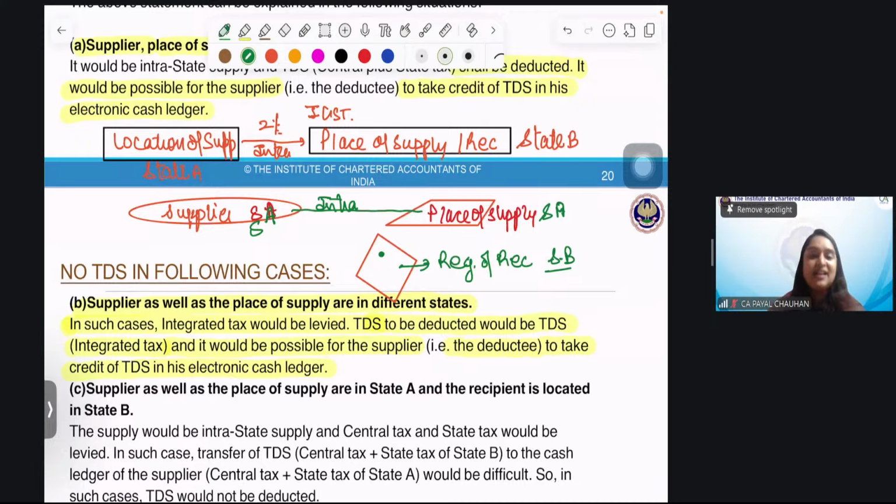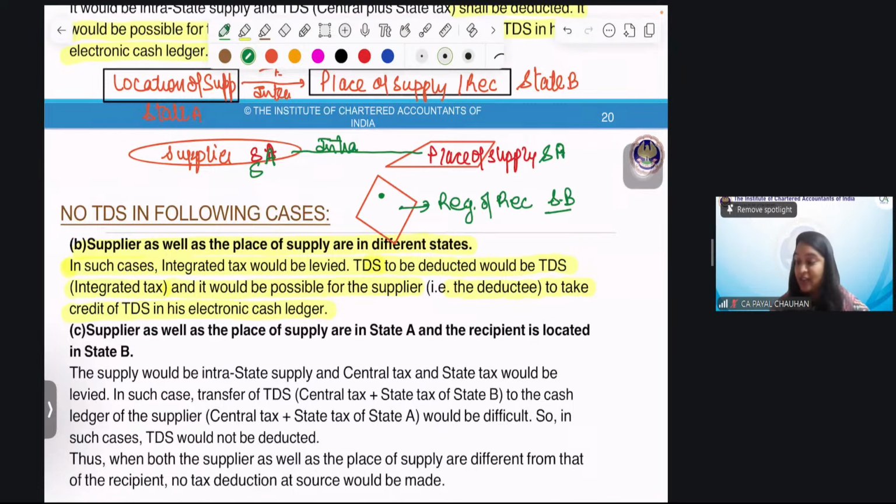Again, Navneet, I'll first read it and I'll explain it again. See, remember the diagram, the classic example diagram we have? We'll do it again, Kuldeep. First of all, we'll read it. See, the supplier as well as the place of supply are in state A. Tell me one thing. Are we not satisfying both the situations? The supplier and the place of supply are in state A. Tell me. We are satisfying both the situations?